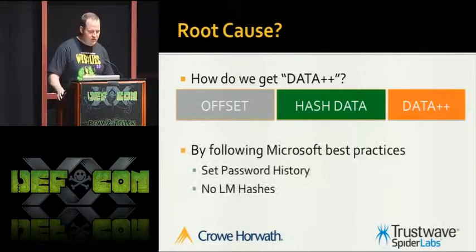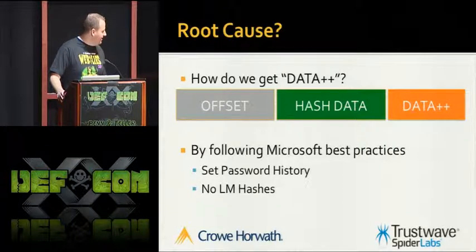So really the only two things you need to do to cause hash corruption for any particular user or set of users on a system is to set password history enabled and not have an LM hash for that user, which is, oddly enough, a really common thing. Yeah, in enterprise today, that's a Microsoft best practice, which I think is kind of funny.